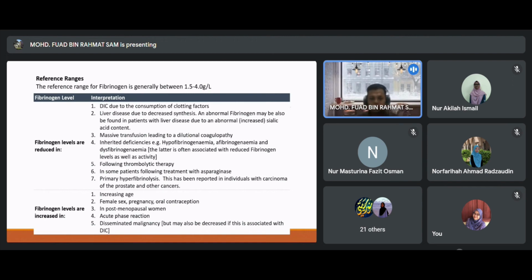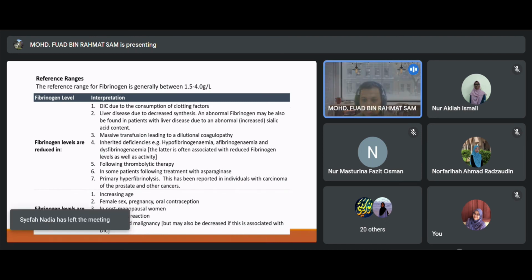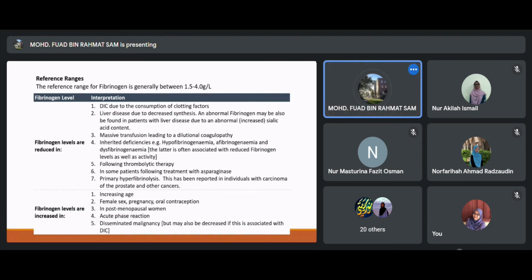Okay, so in terms of the interpretation for the fibrinogen level, when we talk about the fibrinogen levels being reduced, it may be DIC, disseminated intravascular coagulation, or maybe liver disease or massive transfusion leading to dilutional coagulopathy, maybe because of inherited deficiencies, maybe following thrombolytic therapy, in some patients following treatment with asparaginase, maybe because of primary hyperfibrinolysis, and this has been reported in individuals with carcinoma of the prostate and other cancers.